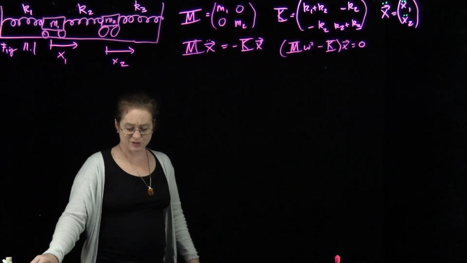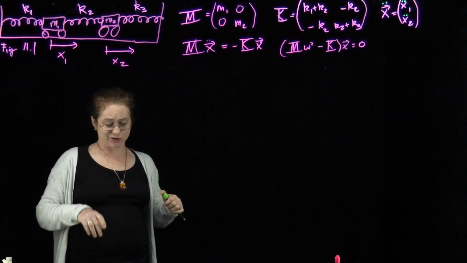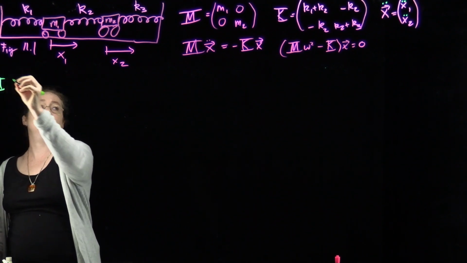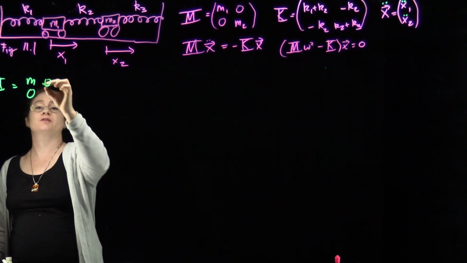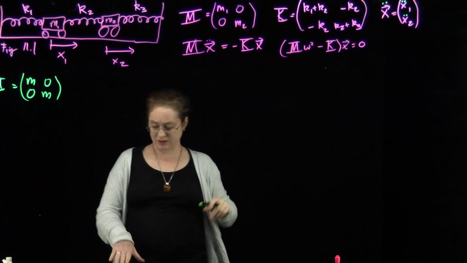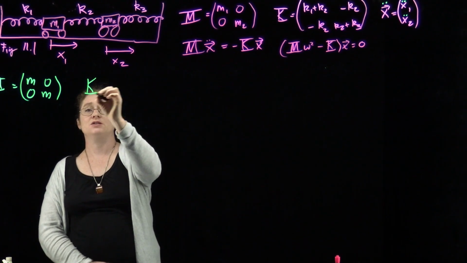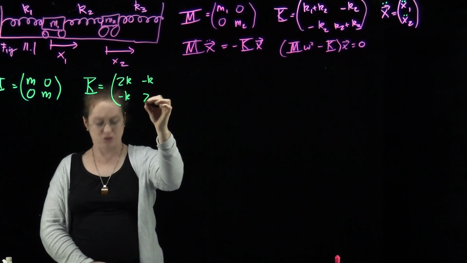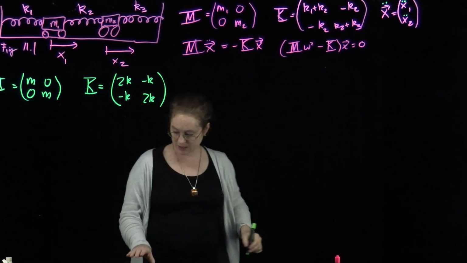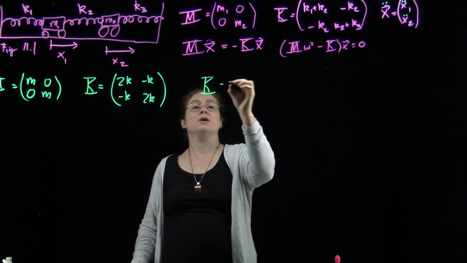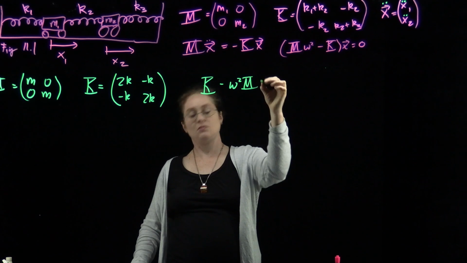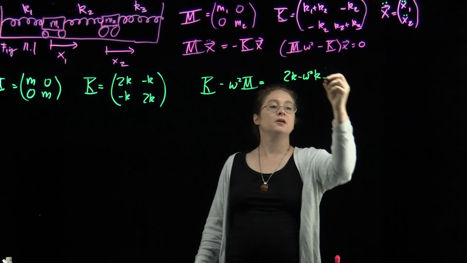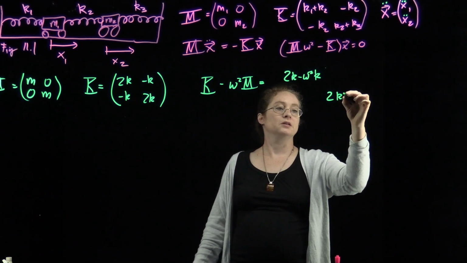All right, so now we're going to consider a special case. We're going to consider two equal masses, so that makes our M matrix M, 0, 0, M. And we're going to consider the springs all having the same spring constant too. So then this becomes 2k, negative k, negative k, 2k. And then the matrix K minus omega squared M has 2k minus omega squared M along the diagonal.